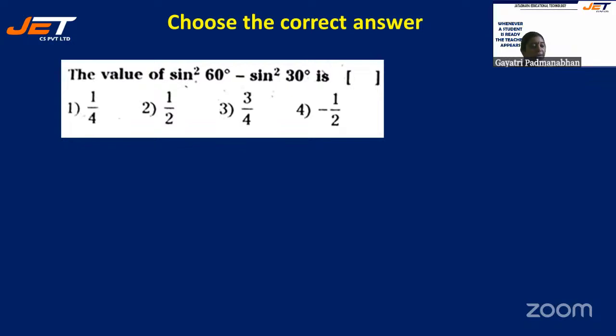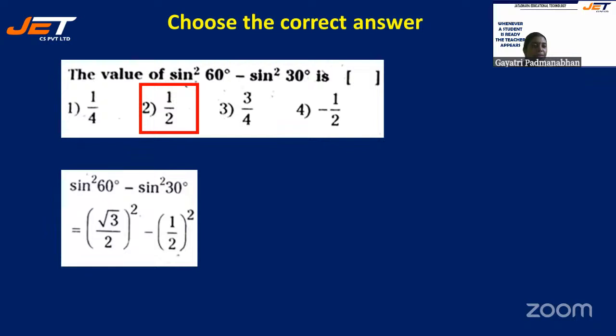Yes. So we learned sine 0, sine 30, sine 45, sine 60, sine 90. So let's see. Sine 60 is root 3 by 2, the whole square. Just a second, let me solve it.